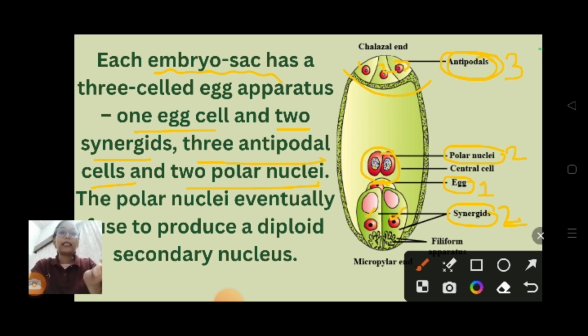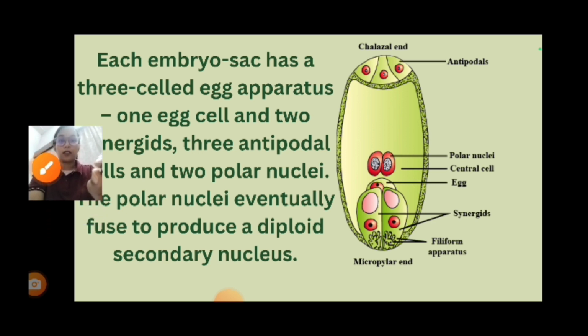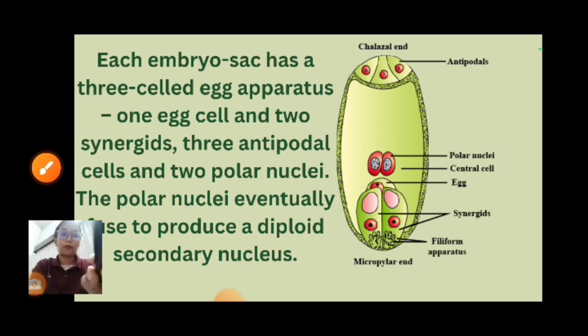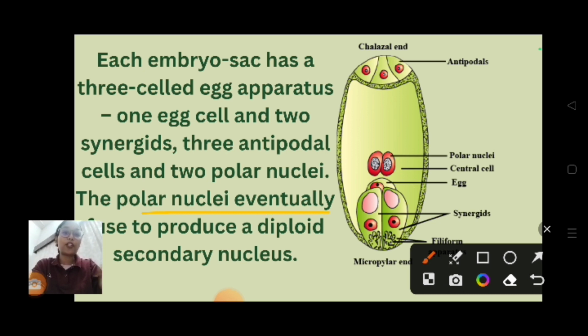Okay, and this polar nucleus eventually fuses. The polar nuclei eventually fuse to produce a diploid secondary nucleus. This one used to fuse and produce a diploid secondary nucleus. Okay, understood? Later on when it matures, they fuse together.